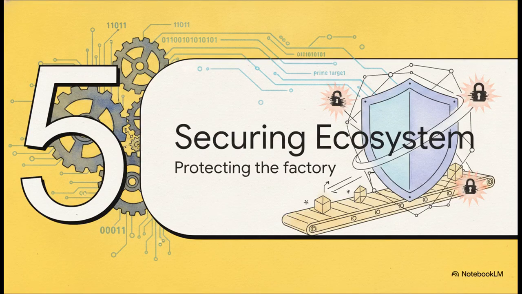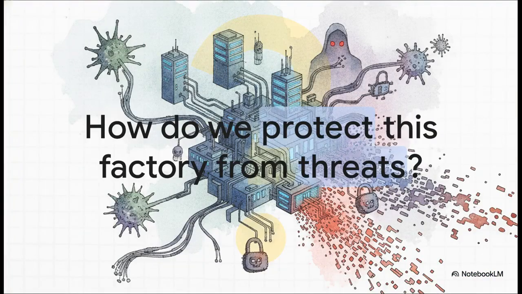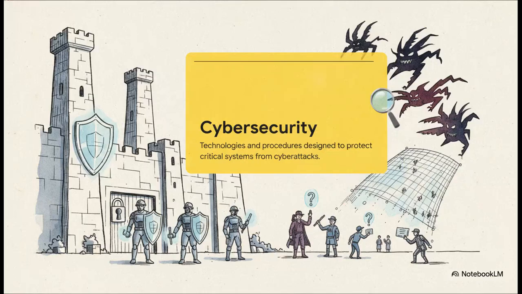Part 5. Securing the tech ecosystem. Here we face a really critical question. How do we protect this massive, complex digital factory from internal and external threats? Because let's face it, we are constantly vulnerable to things like malicious software, debilitating ransomware, and aggressive DDoS attacks that flood our networks with traffic just to deliberately disrupt operations. The stakes here are incredibly high. The answer, of course, is cybersecurity.